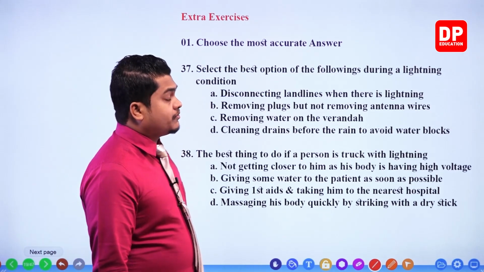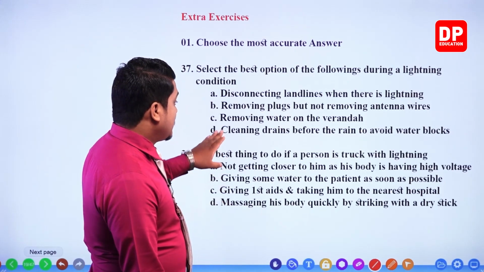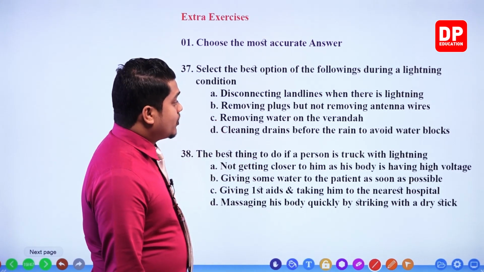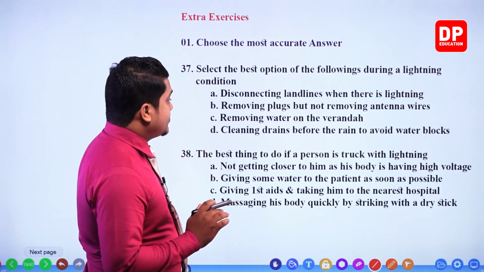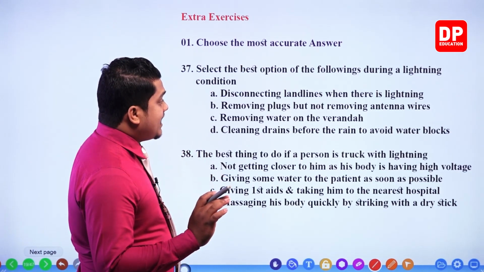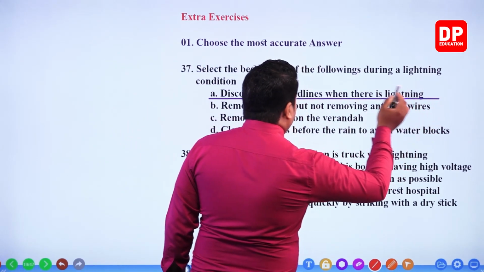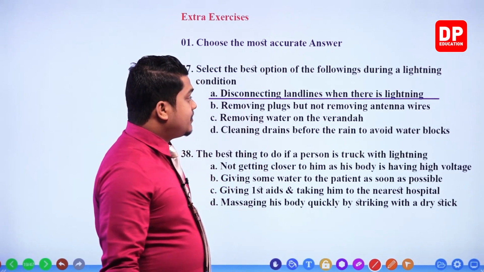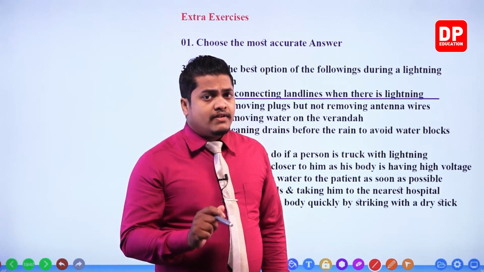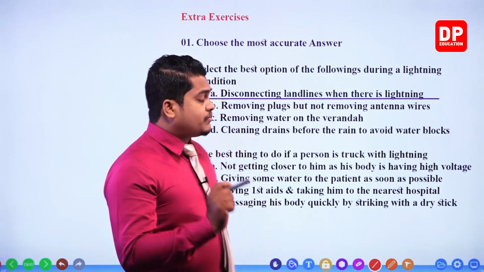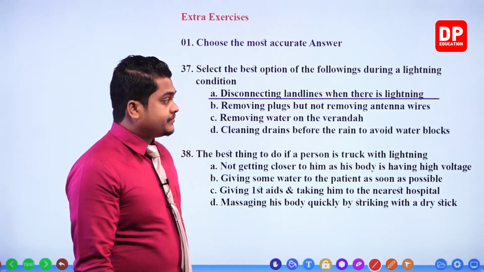During a lightning condition, my dear children, we should never go outside. So we should never do things like cleaning drains and removing water on the veranda. Disconnecting landlines when there is lightning is a good answer. Removing plugs but not removing antenna wires is not suitable, we have to remove the antenna wires as well. So the best option would be disconnecting landlines when there is lightning.